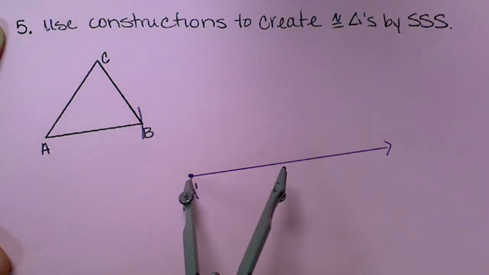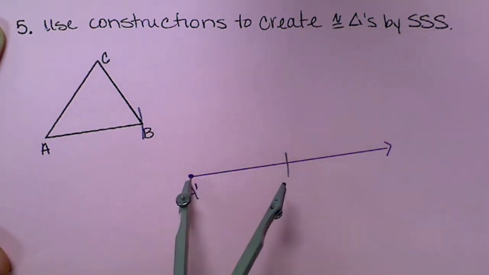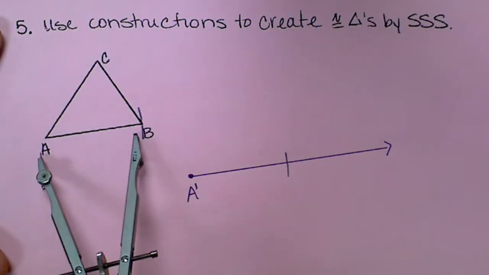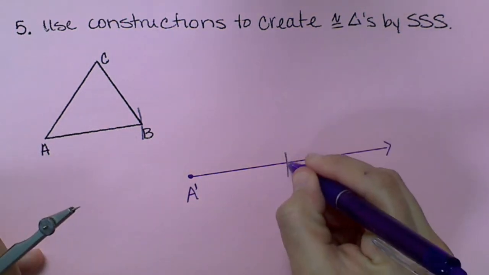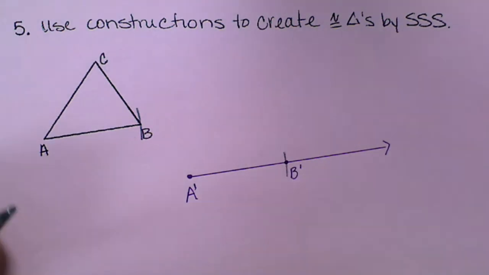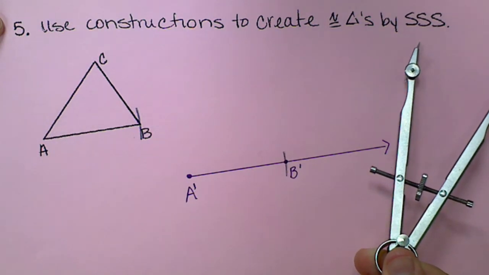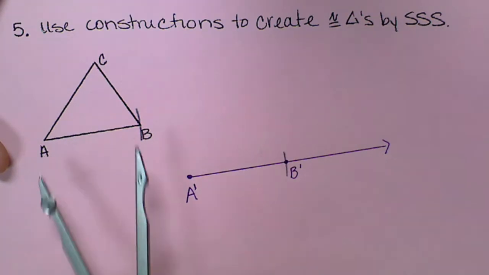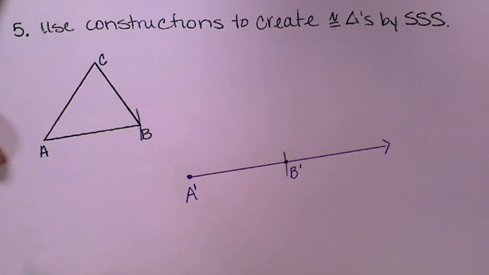So we are putting it at A prime, and we are creating a radius arc on our ray that we drew. This measure is A to B, so we are going to mark our intersection here. Our X marks the spot as B prime. Now if we look back at our directions, it wants side, side, side. I started at A and measured AB, so I need the other segment that touches A. So now I need to go to AC.